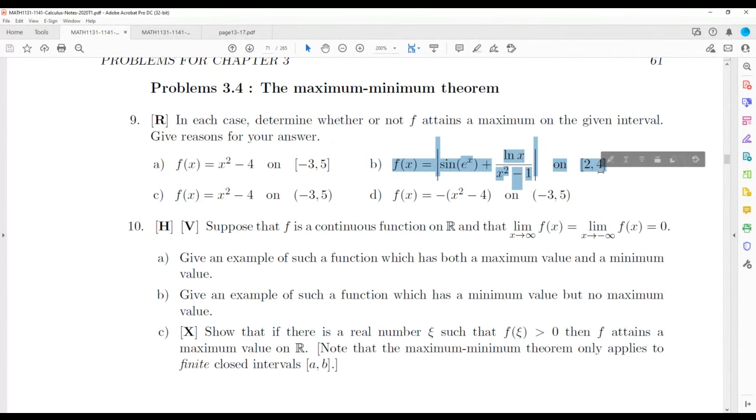Okay, what about this one? Does that have a maximum value on the interval 2, 4? Does that function have a maximum? Let me know in the chat. Who can tell me?